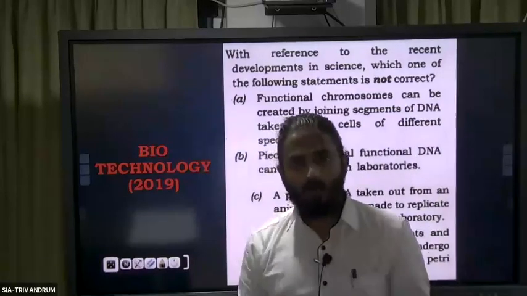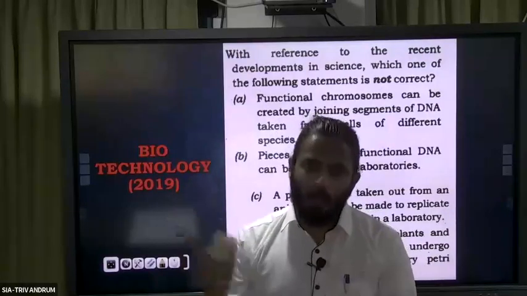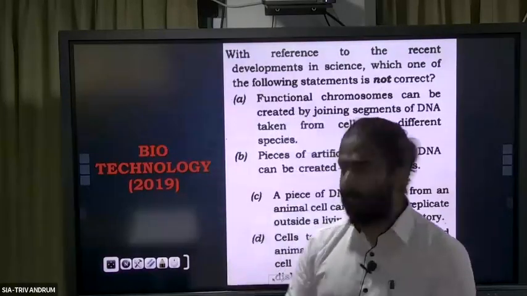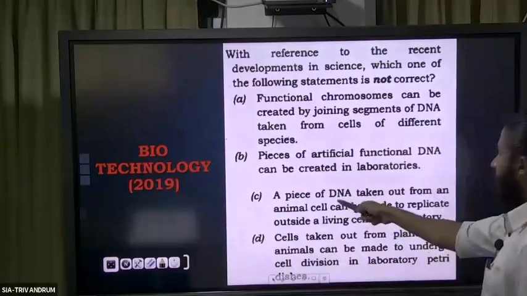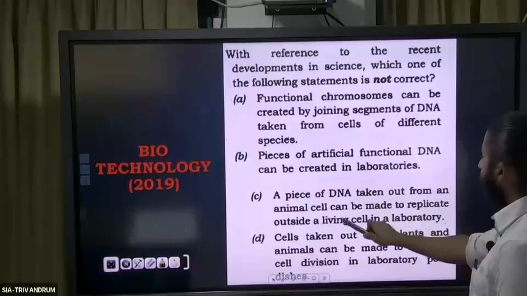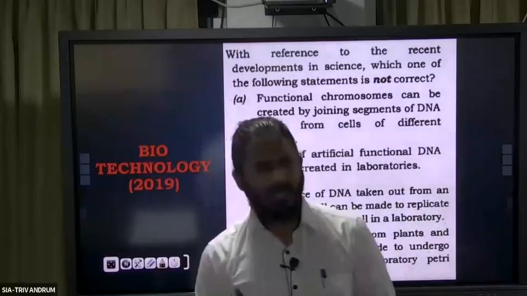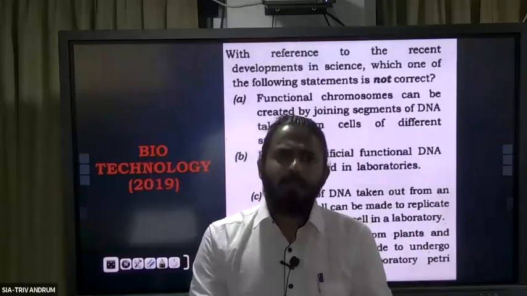Now, that is what we have been doing in gene editing, gene technology, genetics. We have been trying to do that for a long time. Create artificial DNA outside. Third statement: a piece of DNA taken out from an animal cell can be made to replicate outside a living cell in a laboratory. Kind of second and third statements resemble, right?